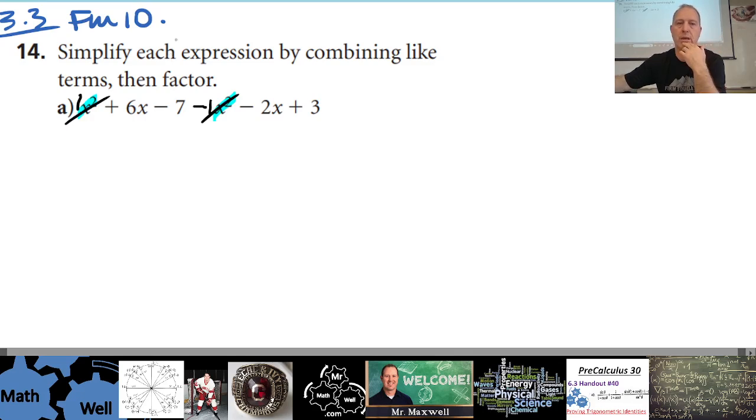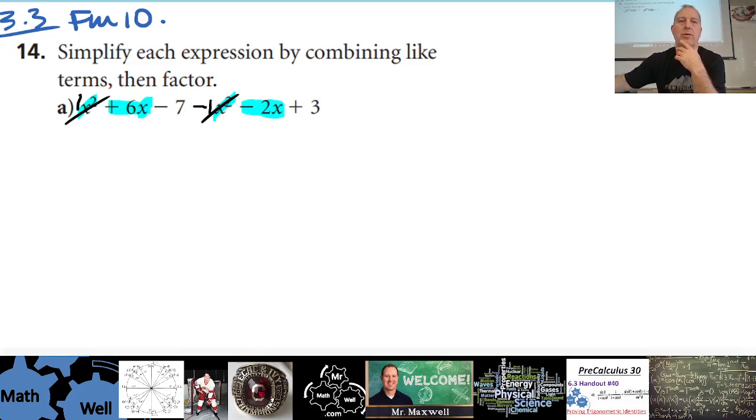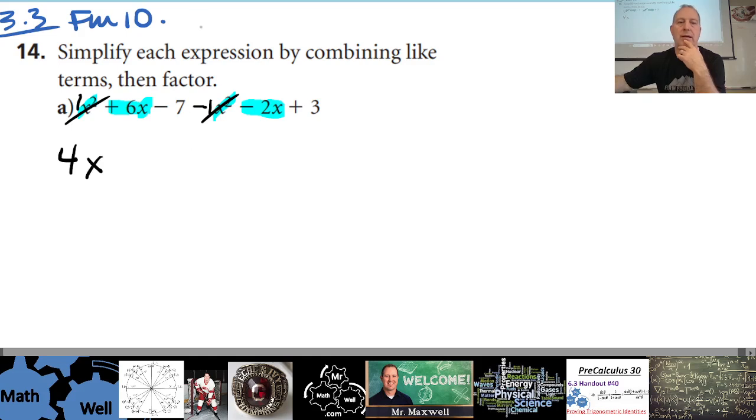Okay? Another like term would be the x term. So I have 6 x's here, and I have minus 2 x's here. Those combined are going to be what? 4x. Very good. And finally, negative 7 is a constant, positive 3 is a constant. So what's negative 7 plus 3? Minus 4, yeah. So this plus this is negative 4. We write this as a minus 4 in the expression.